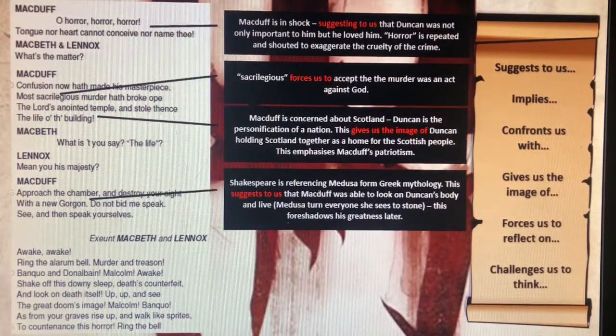Shakespeare is referencing Medusa from the Greek mythology. This suggests to us that Macduff is able to look on Duncan's body and live. Medusa turns everybody she sees into stone. This foreshadows his greatness later.